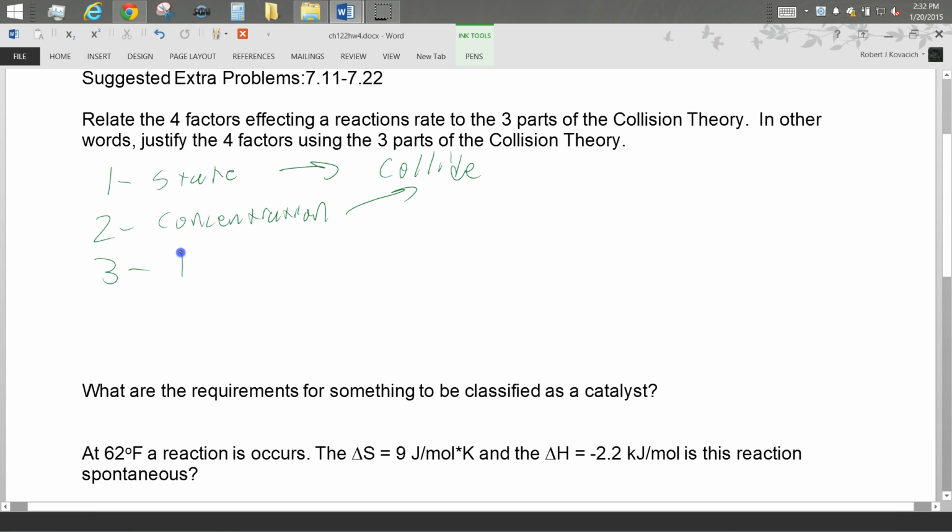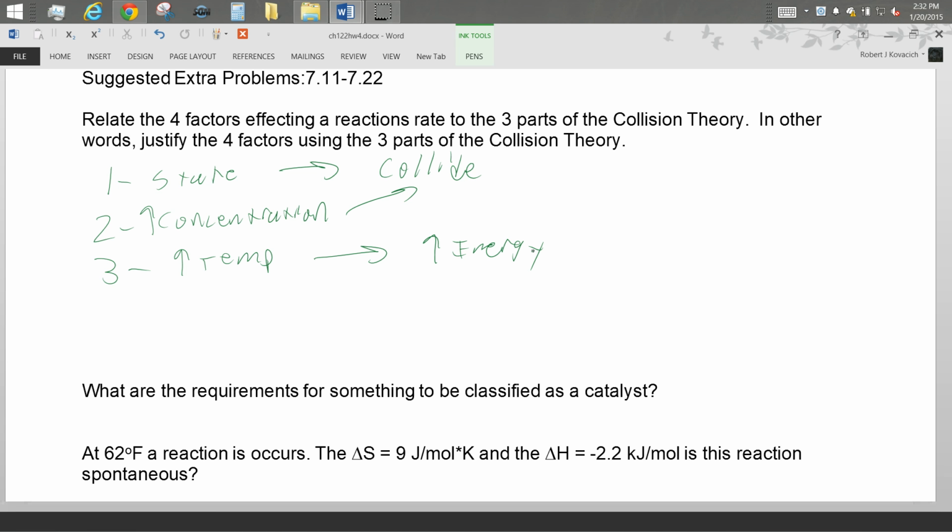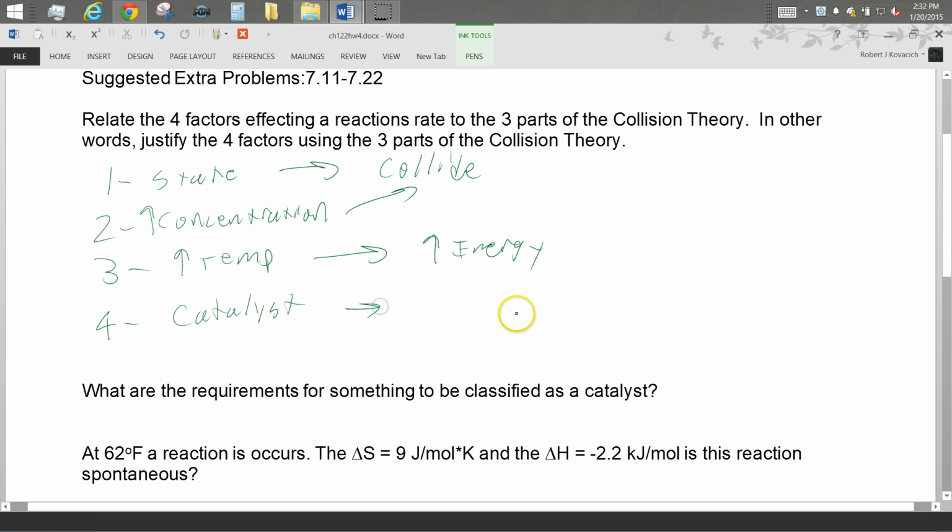You can increase the temperature, and that's going to increase the energy. And if you increase the energy, when the two things run into each other, they're more likely to be able to break their own bonds, so they can reform new bonds. And then the last one is add a catalyst. And that has to do with orientation.